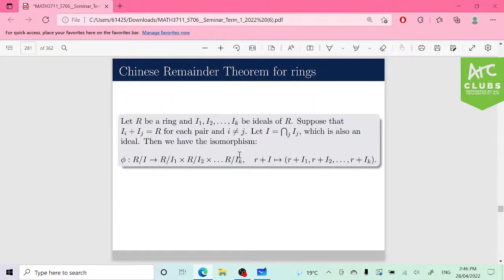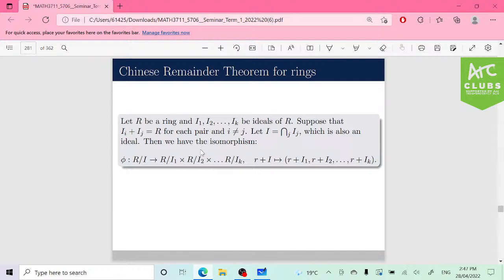So let's just start off with an arbitrary ring, R, and let's consider k ideals. What we're going to do is suppose that I plus I_j equals the entire ring, and each of the I's is distinct from all of the J's as well. We're going to consider the intersection of all of these ideals, which we've stated was also an ideal. So the intersection of ideals is also an ideal.